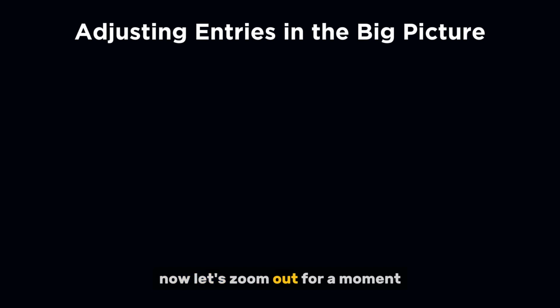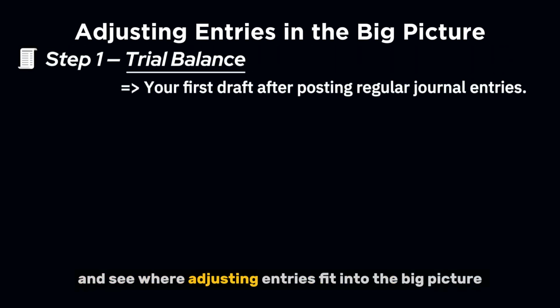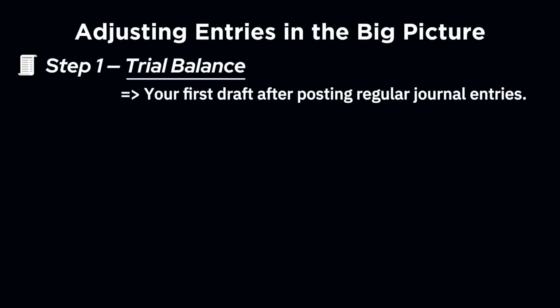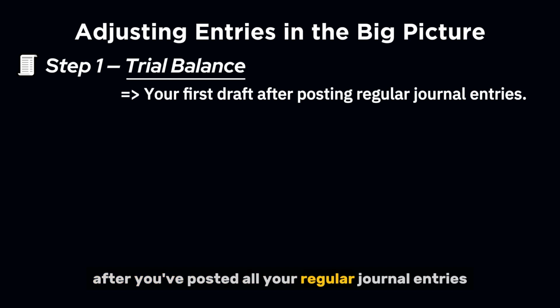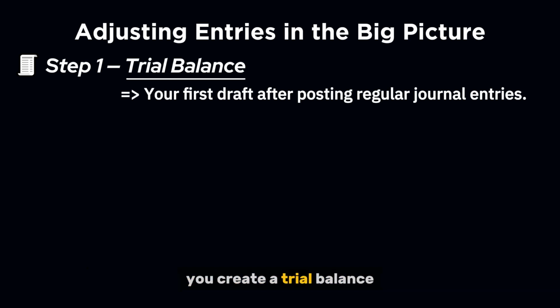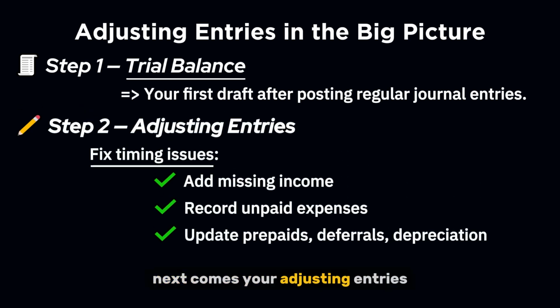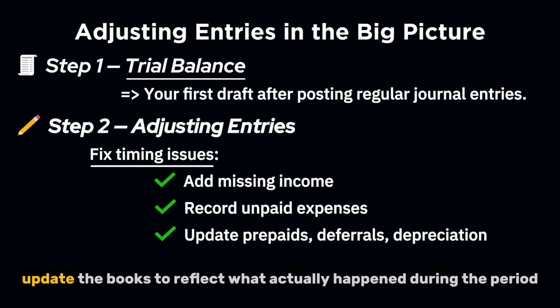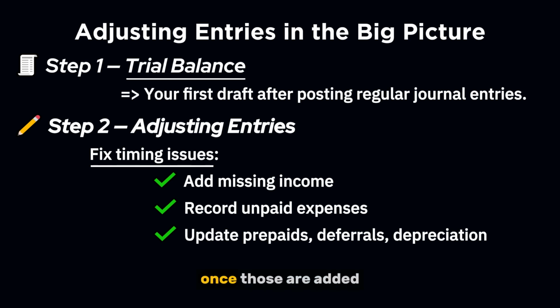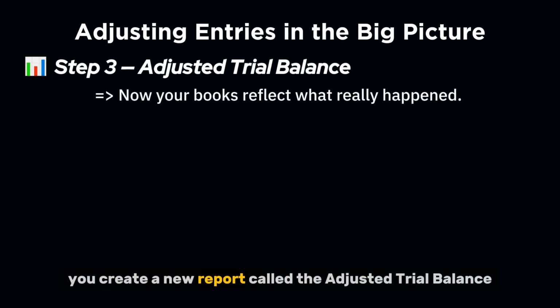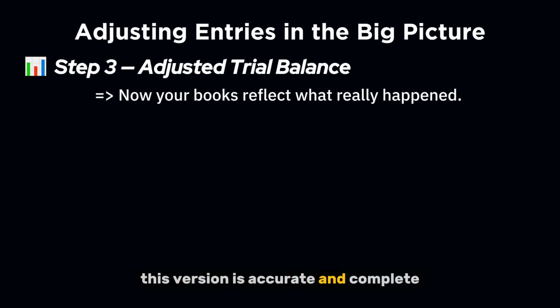Now let's zoom out for a moment and see where adjusting entries fit into the big picture. After you've posted all your regular journal entries, you create a trial balance, but that's just the first draft. Next comes your adjusting entries, the ones we've just learned. These entries update the books to reflect what actually happened during the period. Once those are added, you create a new report called the Adjusted Trial Balance. This version is accurate and complete.